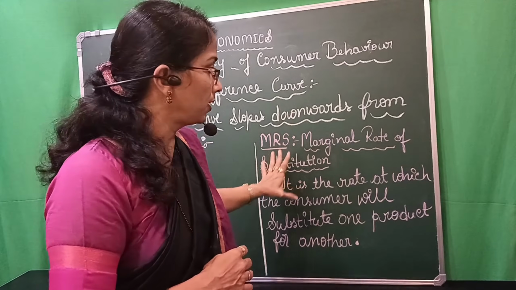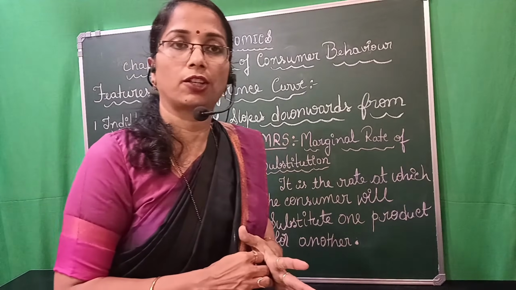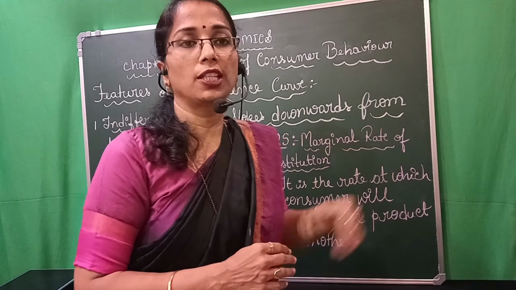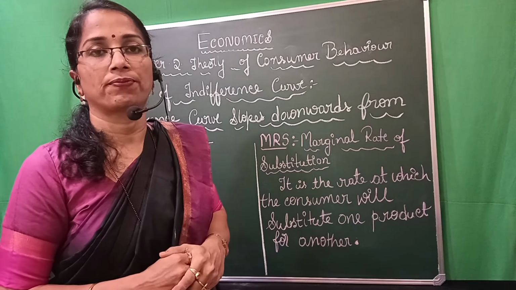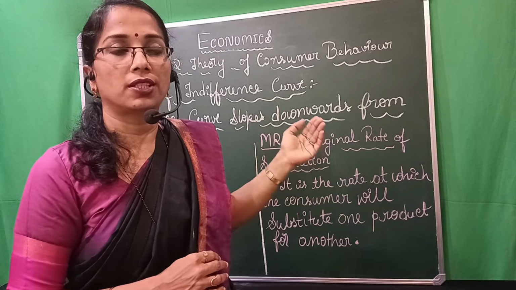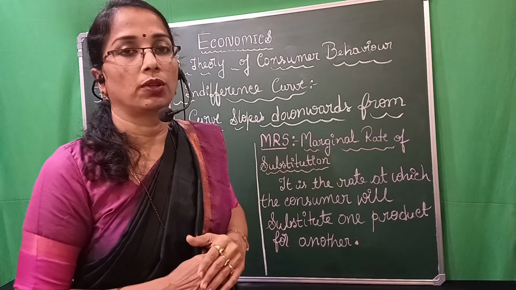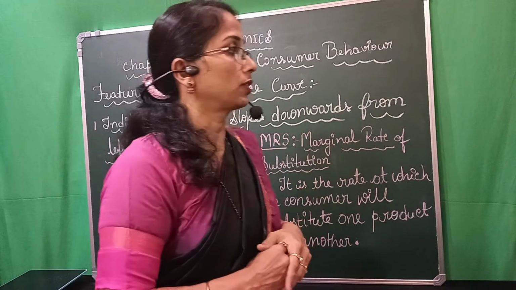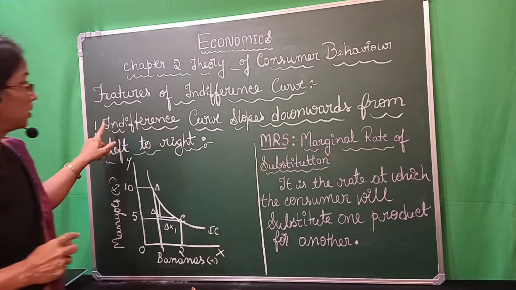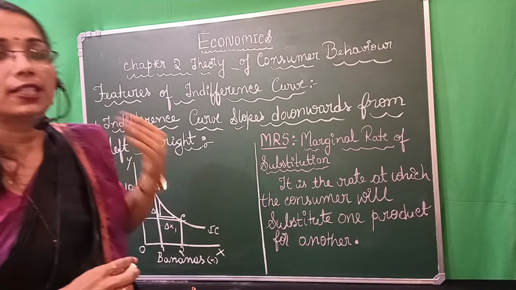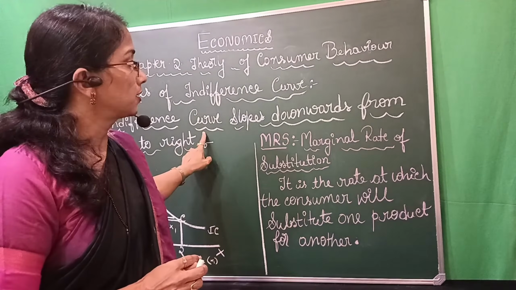For the time being, you understand what is marginal rate of substitution, and remember that marginal rate of substitution is always diminishing. How it is diminishing, that I will tell you with the help of one schedule in the future concept. So indifference curve slopes downward from left to right. In the exam, you need to write this point.